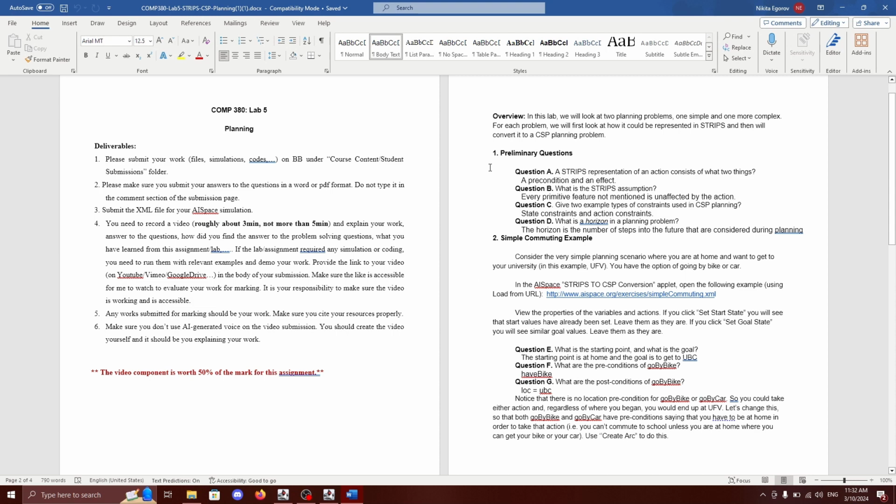Hello, this is my submission for Lab 5 Planning for Comp 380. This lab talks about the STRIPS representation as well as solving planning problems as a constraint satisfaction problem.